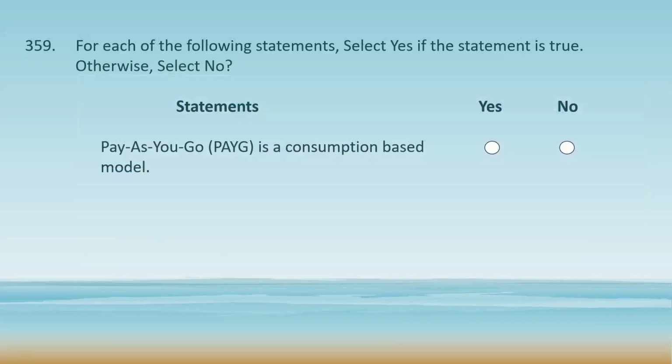For each of the following statements, select yes if the statement is true, otherwise select no. And the first statement is pay-as-you-go is a consumption-based model. This statement is correct. Pay-as-you-go is a consumption-based model as you only pay for the resources you use.